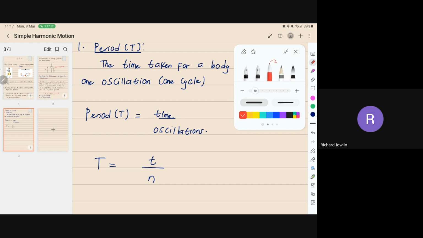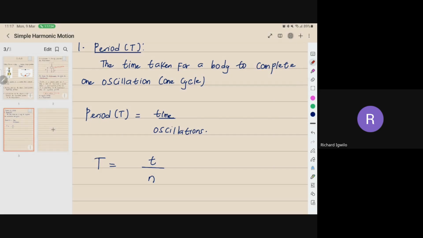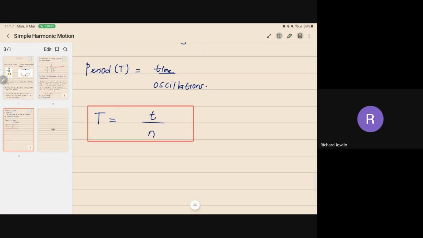So this will be our second equation for today. And all of these things are going to come handy when we start solving questions together. This is the second equation. Now, after period, please include that it is measured in seconds, guys. This is my equation number 2. So let's write measured in seconds.